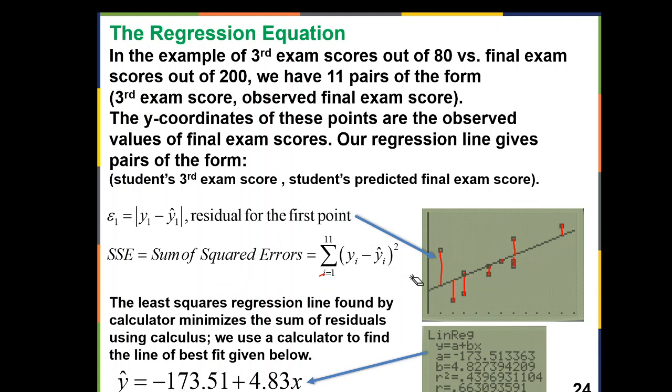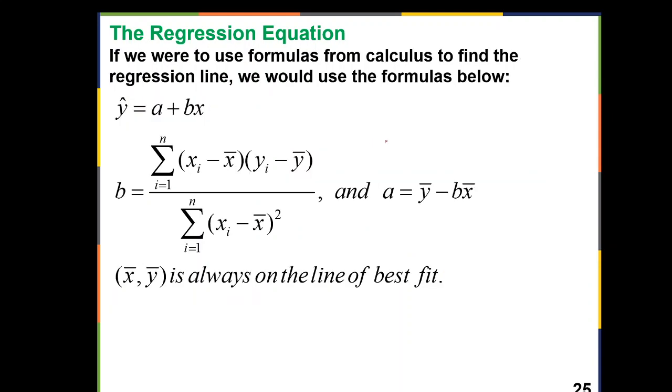So what the line does here, and we're going to talk about this again in a second, but for now, what the line does for us is it minimizes all of these distances. And that is tricky to do mathematically, but since the calculator does it for us, we don't have to do it. But we have to understand what the line does. The line minimizes these distances, so we have the best model possible here. And that is this right here that we got with the calculator. All right, so the formulas that we don't use are these formulas.